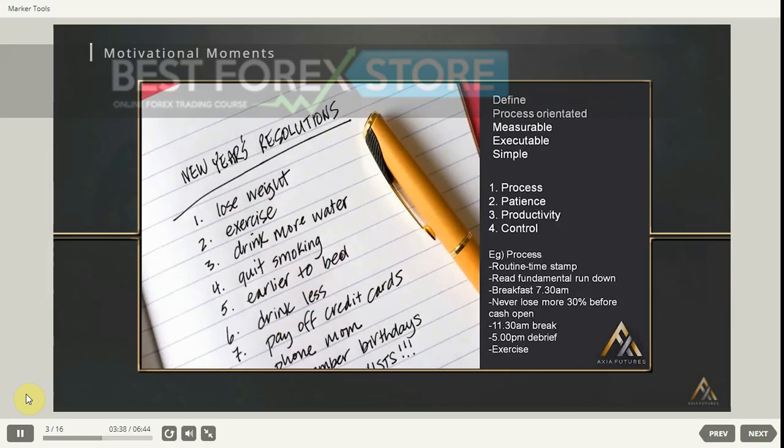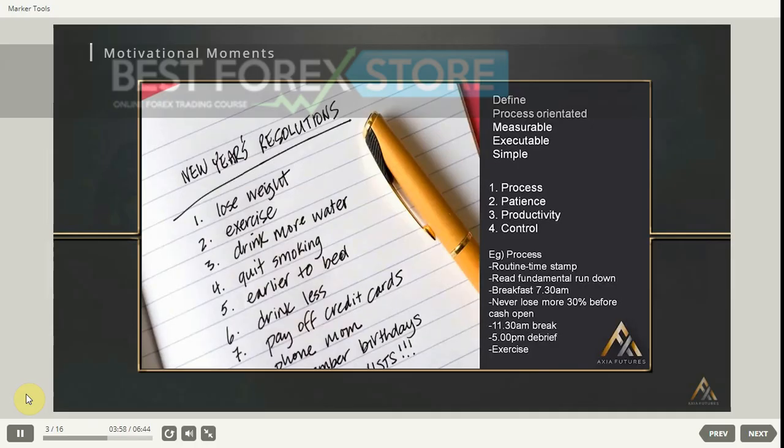Those are three live-by goals that I have. Without these, if I cannot achieve these first three goals on a day-to-day basis, I will not be successful on a day-to-day basis. So every single morning, the first thing I do when I sit down is I write down process, patience, productivity, and control.